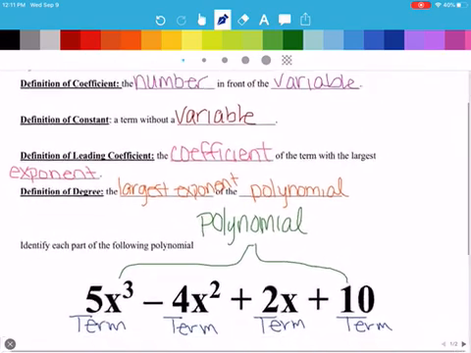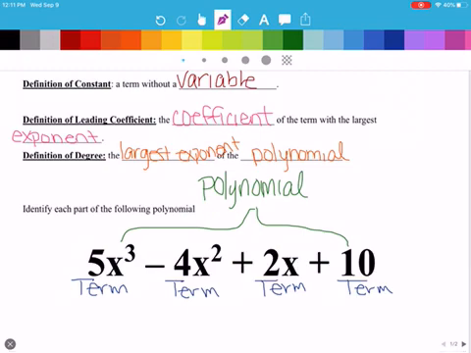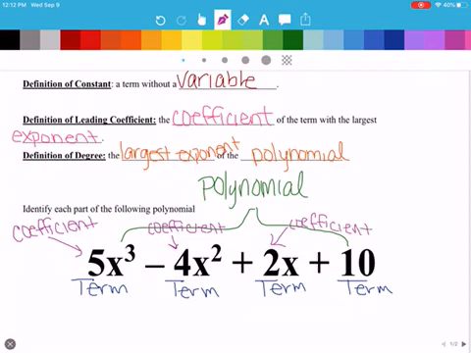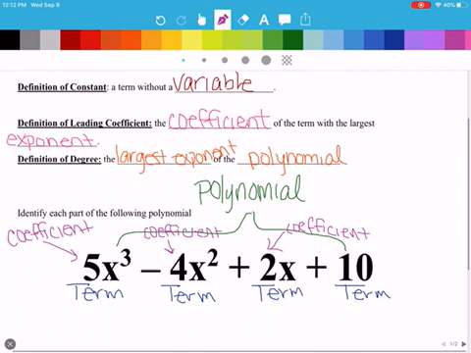Next is the definition of coefficient. So coefficients, for example, this 5 is a coefficient. This 4 is a coefficient. And this 2 is a coefficient. Okay. This 10 that's over here at the end, that's by itself, it's just a 10. It's a constant.